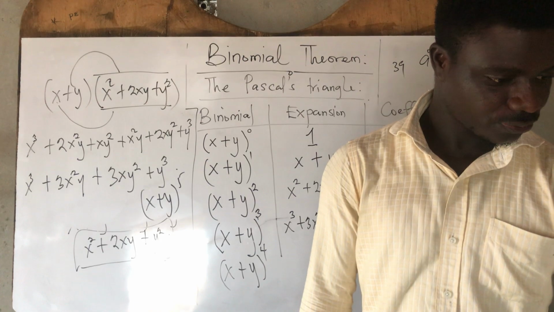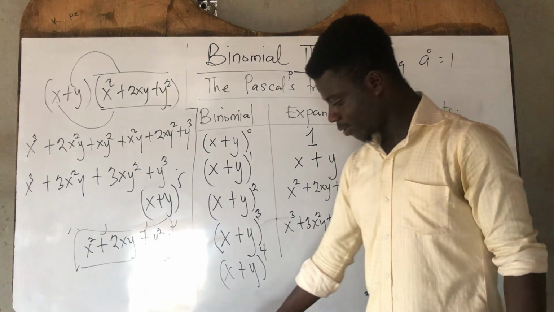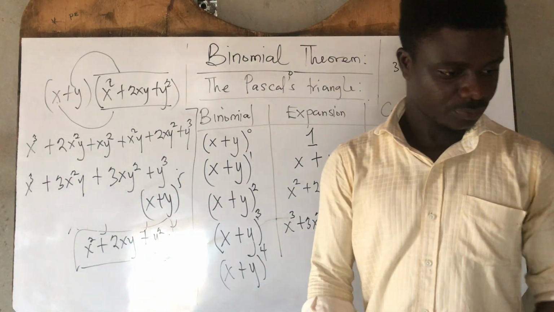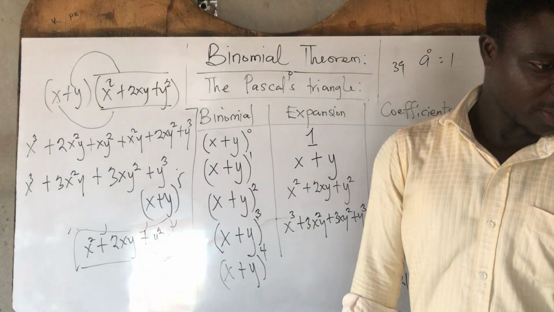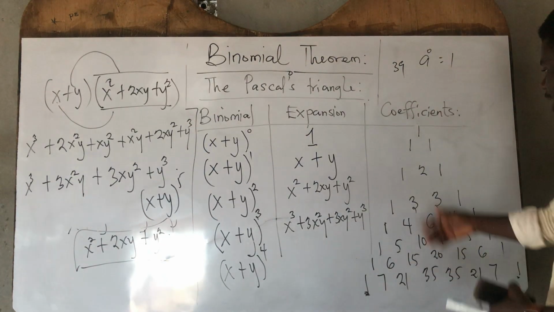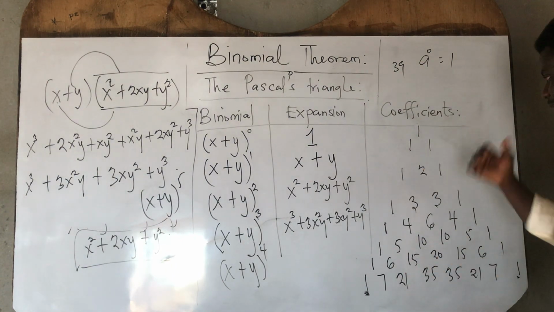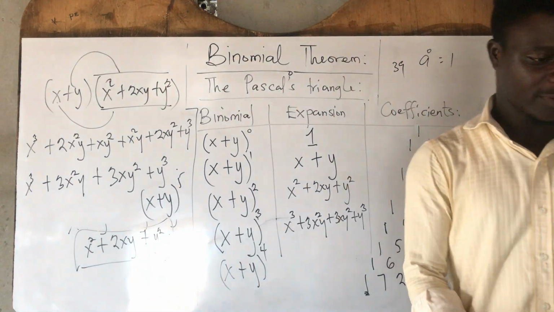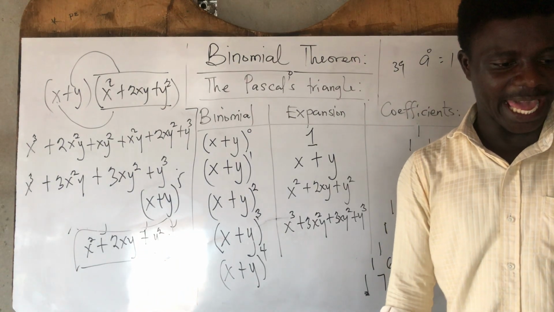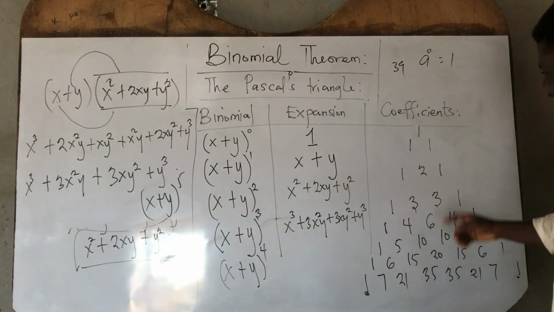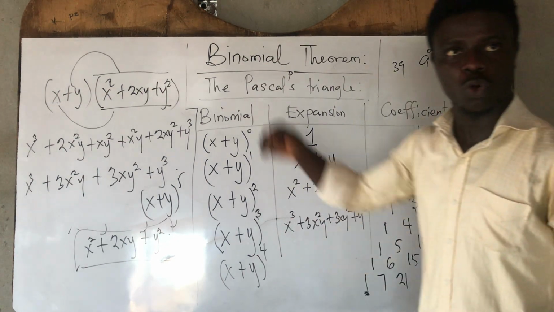So now, let's see. Let me read something here. So we can see how Pascal's triangle is forming a triangle, right? A very, very beautiful triangle. So they said, note that each line starts and ends with 1. Each line starts with 1 and also ends with 1.